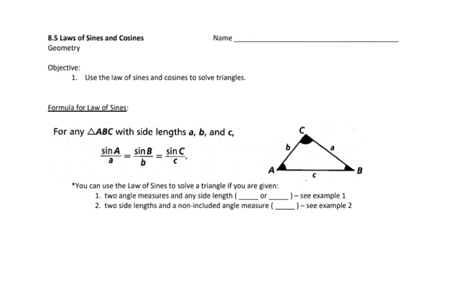Alright, so here we are with the 8-5 notes. We're talking about laws of sines and cosines. This is when we are going to use the law of sines and cosines to actually not solve. Notice that it doesn't say right triangles. That is on purpose because we're not actually doing right triangles anymore, as you can see here.